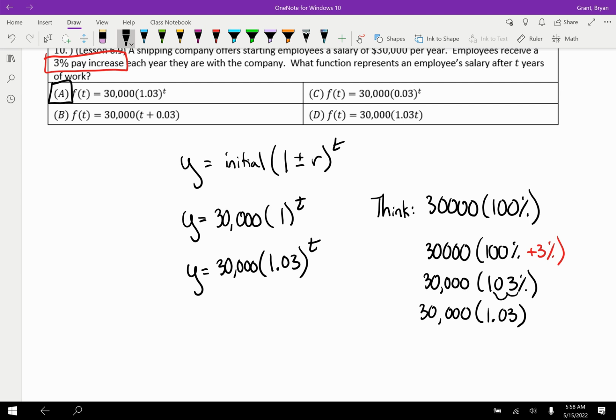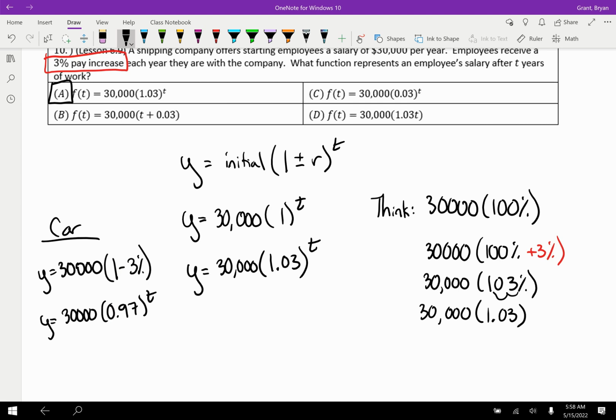Sometimes we go a little bit further with these, and in this case I'm going to do that as well. Let's say you were talking about owning a car. The car was initially $30,000, but then the car loses value at 3% every year. That's very low; cars lose value at a higher percentage than that. But if you lose value at 3% every year, you'd do the same thing. You would start at 1, but then you take away that 3% every time. And so our final equation would end up being 0.97 to the t power.